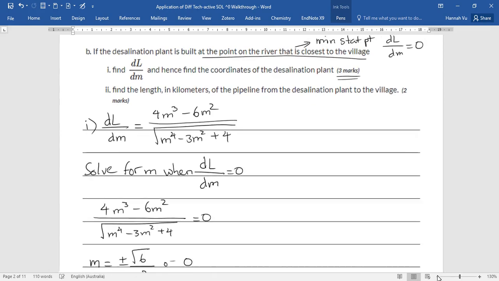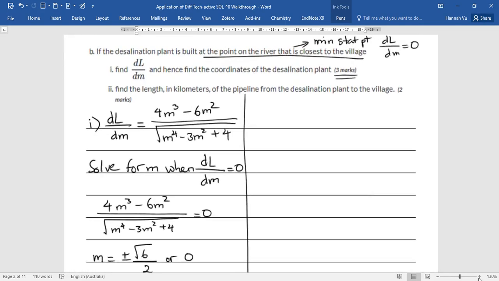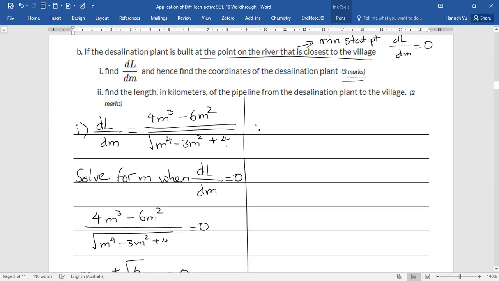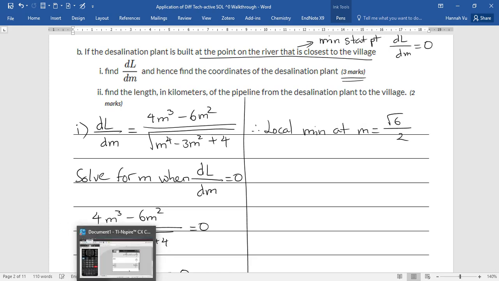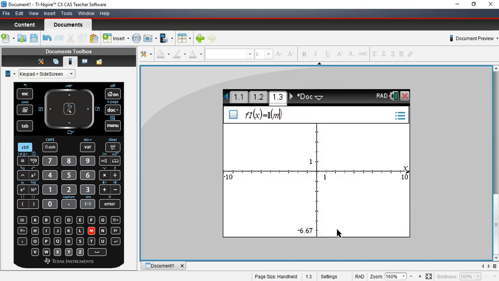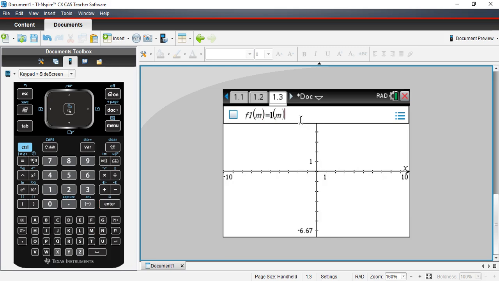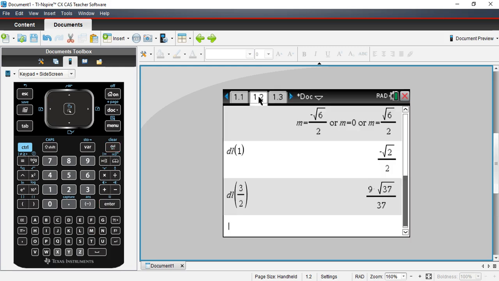All right, I just need to draw a line here so I have a little bit more room. Okay, so we definitely have a local minimum at m equal to square root of 6 over 2. And just lastly, I'm going to sketch it. Oh, I should have thought of this. I can't sketch it now because that's in terms of m. It's not going to work. Can I change this to x? Yep. Okay, fine. In that case, I'm going to redefine it.